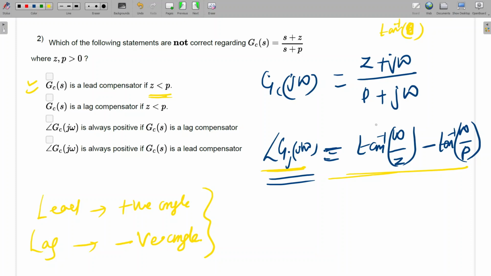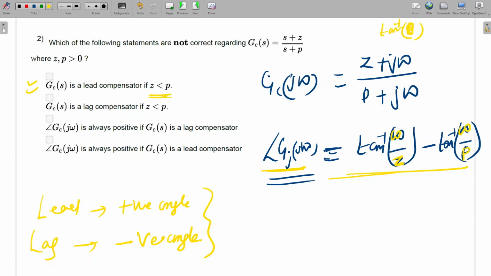Constant divided by something, sir. See, this is omega divided by z. Omega is constant, sir. Z and P are varied. So if Z is less, it will be more angle, sir. So this will be positive, correct? Yes, sir. So it is a lead compensator.